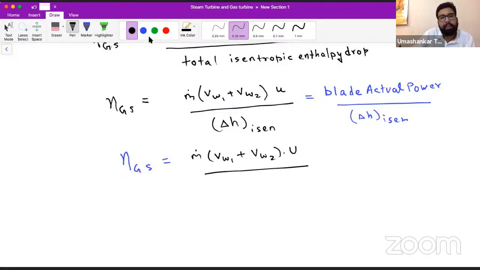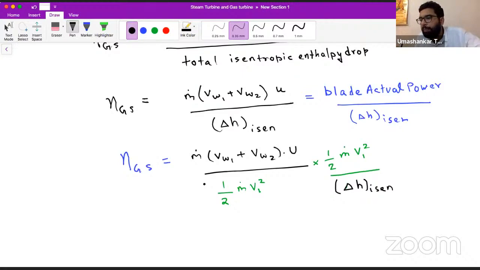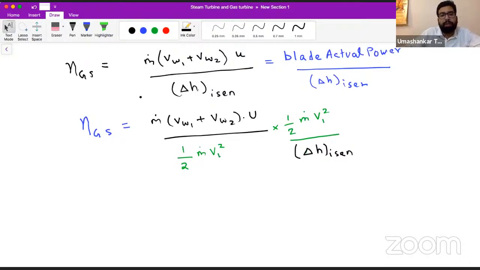And let's say I divide by half m dot v1 square and multiply by half m dot v1 square. Will there be any difference in the equation? Certainly not. We have multiplied and divided by the same thing only, so there is no difference coming in the final relation.